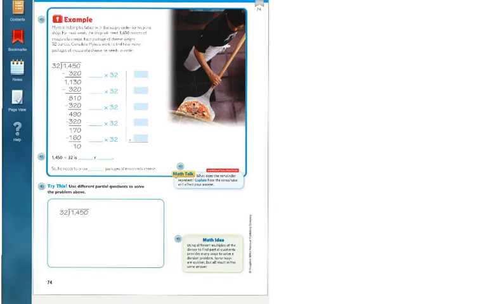Okay, example. Miles is helping his father with a supply order for Pizza Shop. For the next week, the shop will need 1,450 ounces of mozzarella cheese. Each packet of cheese weighs 32 ounces. Complete Miles' work to find out how many packages of mozzarella cheese he needs to order. So as you can see, they're doing all of these by multiples of 10, because 10 times 32 is 320. So we're trying to break this apart. So if I'm doing that, then I'm going to put my 10.